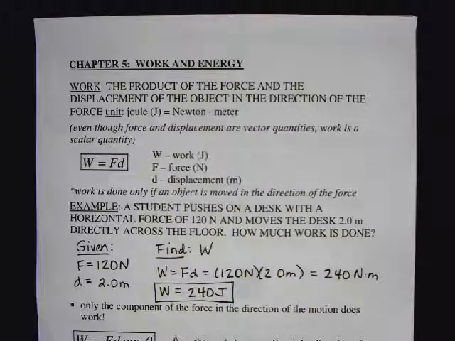Okay, today we're going to start Chapter 5, which is Work and Energy. So first we're going to talk about work. Now work is something that we do in everyday life, and we're going to see that sometimes in physics, the meaning of words in everyday life don't have the exact same meaning in physics.